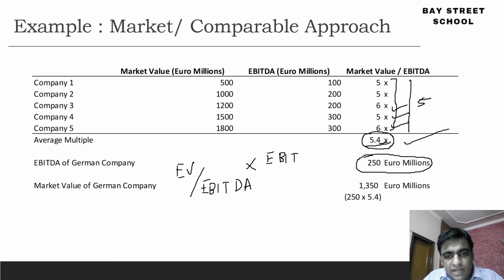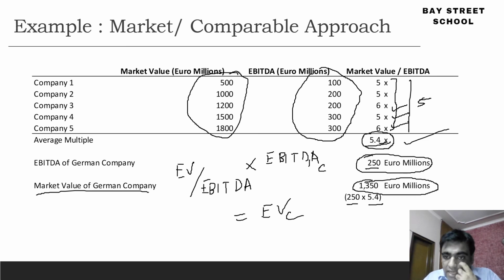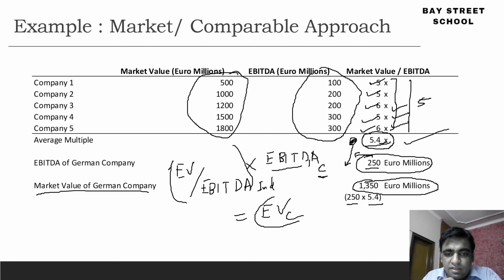If you multiply it with the EBITDA of our company of interest, we will get the EV of our company of interest. That's simply what we are going to do. So 250 into 5.4, we get 1350 million euros, and that's the market value of our German company, based on the data of these five European or German companies in the same sector. So that's how you use the market comparable approach. You calculated the comparable multiples of each one of them, then you used the average of that on the EBITDA of our company of interest. So this is the EV by EBITDA of the industry, and this is the EBITDA of our company, and we get the EV of our company.